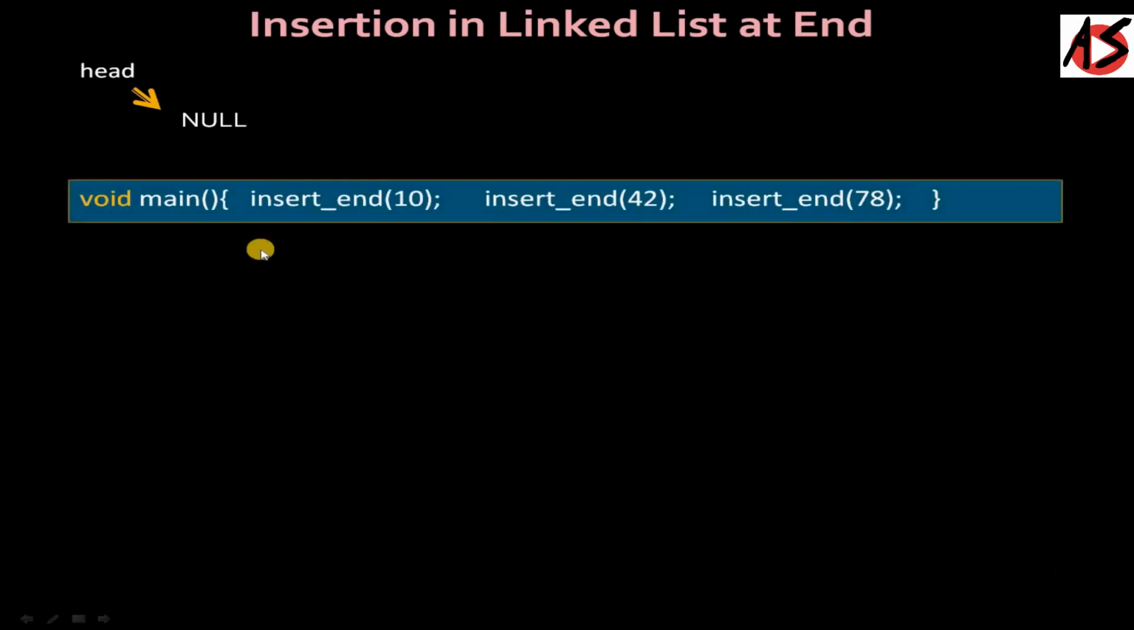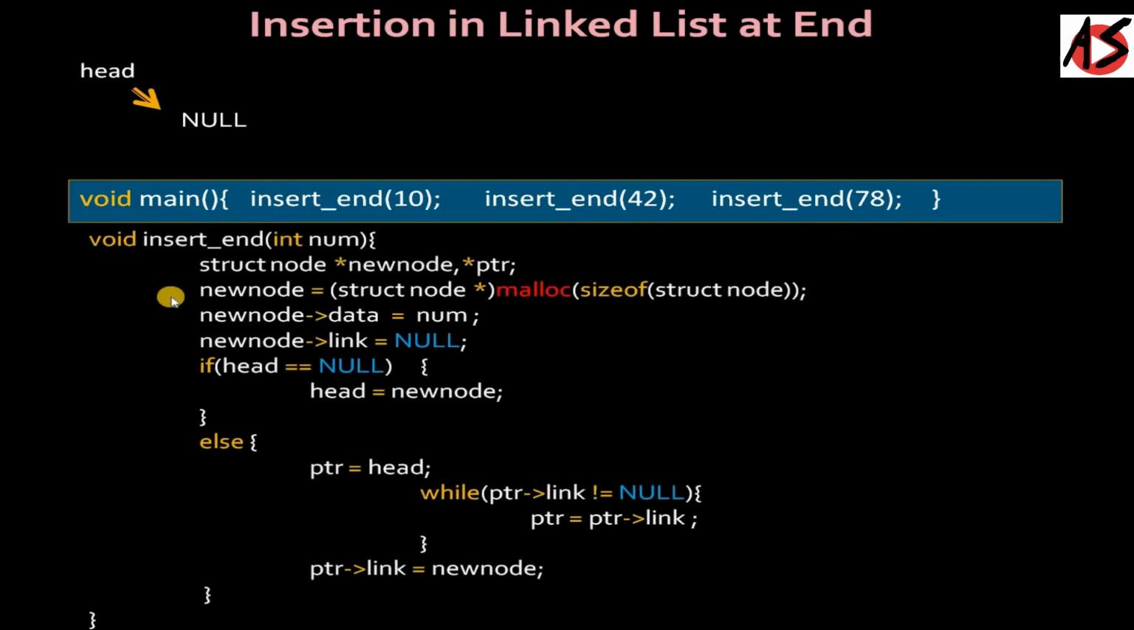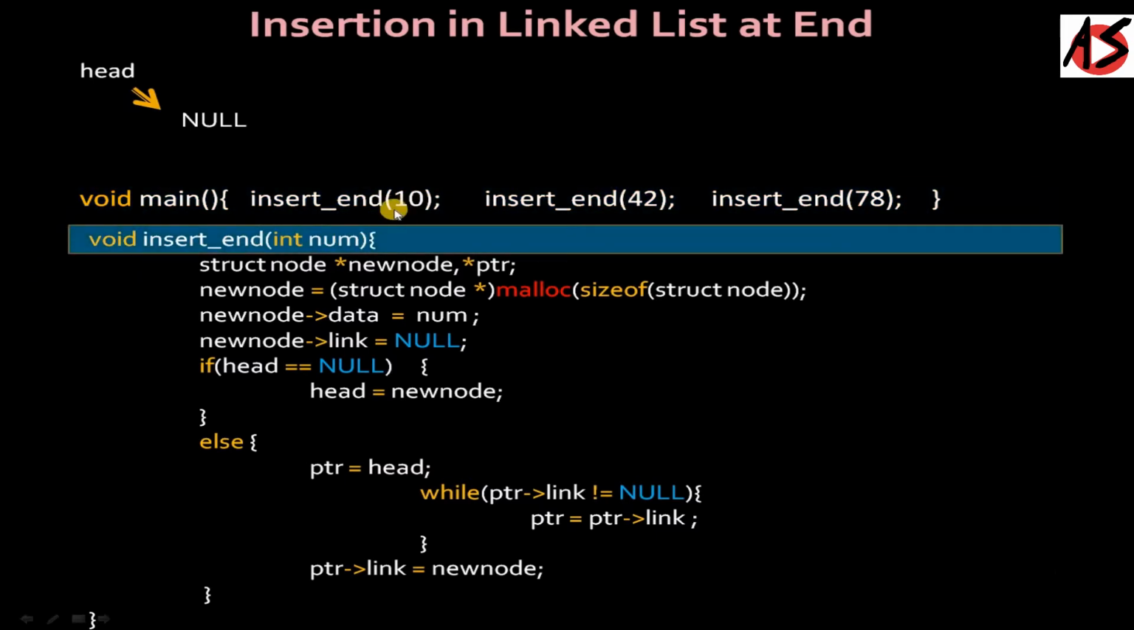Now in the main method, we will call a function that will insert the elements or values in the linked list. Typically insert end is one function and its code is like this. So first we are inserting element 10. When we call this function insert end 10, 10 gets copied in the num variable.